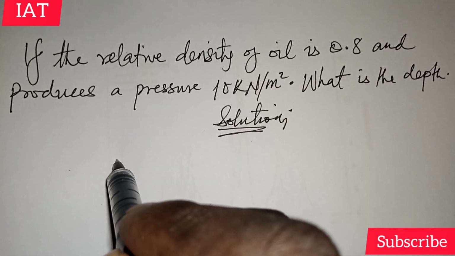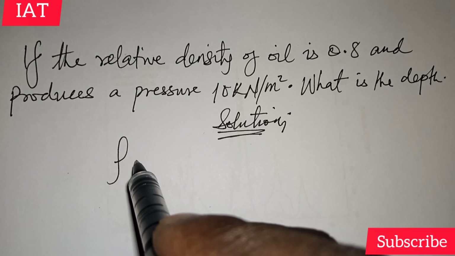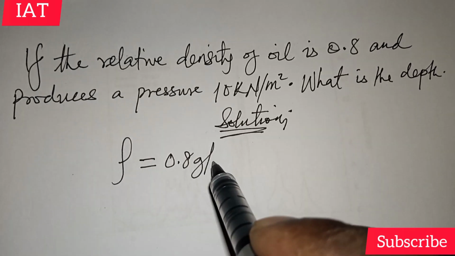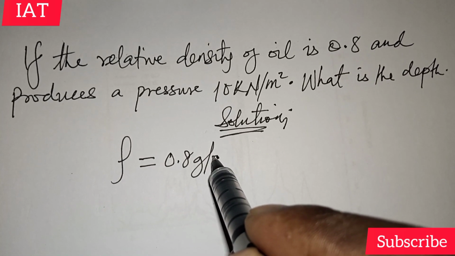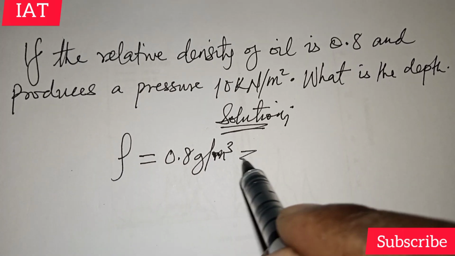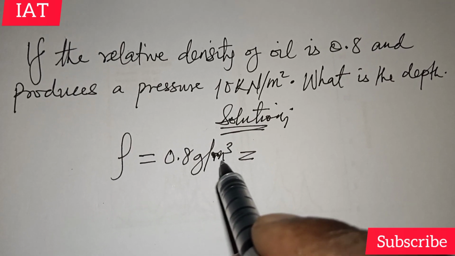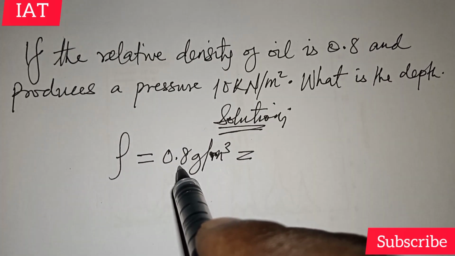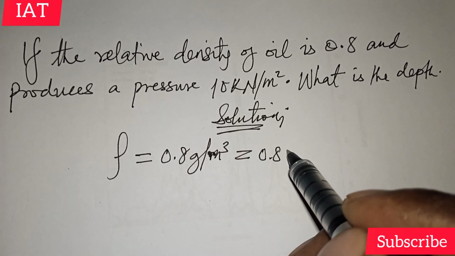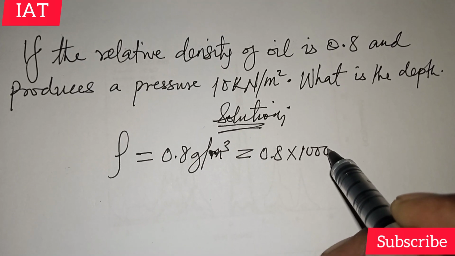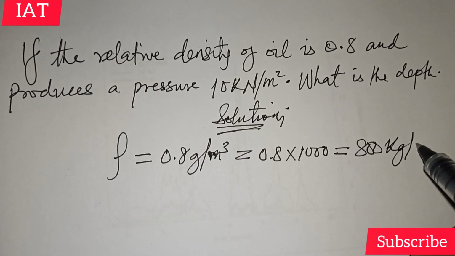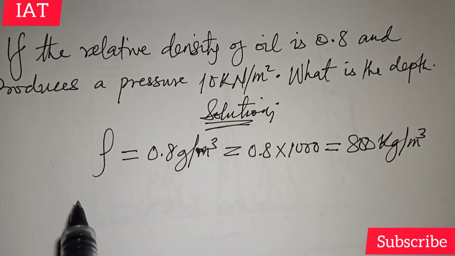So here in this problem we have the relative density to be 0.8 gram per cube meter. What we need to do at this point is to make sure we convert this to kilogram per cube meter, and when you do that, you are supposed to multiply this 0.8 by 1000, and the result will be 800 kilogram per cube meter. So that's the first approach.